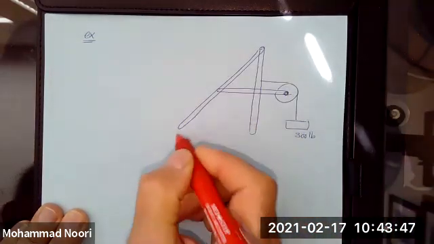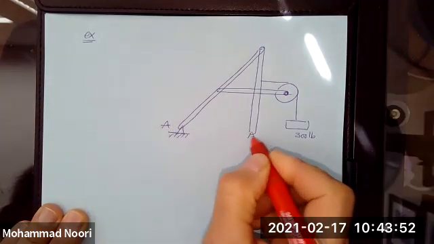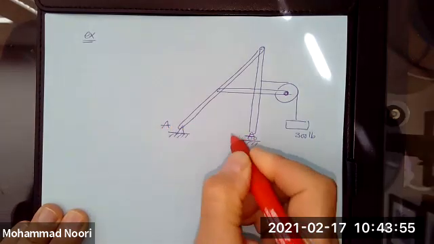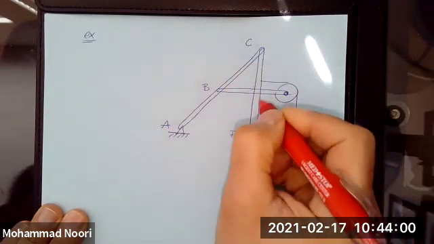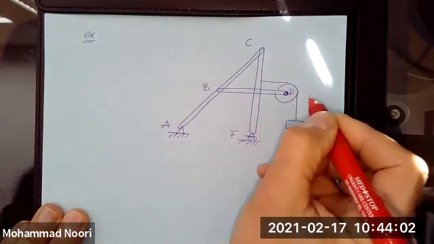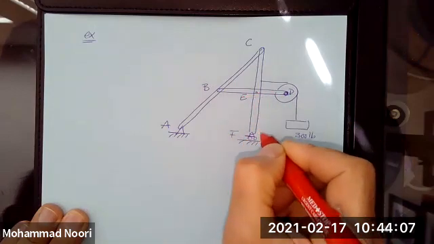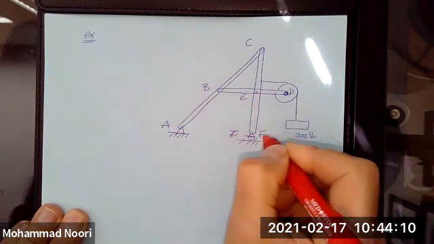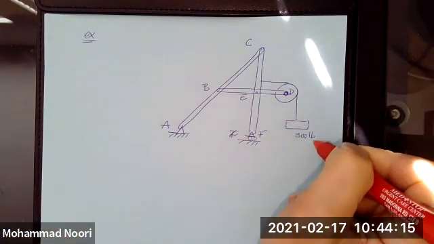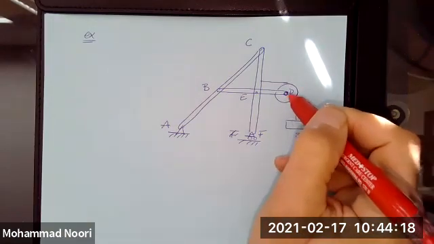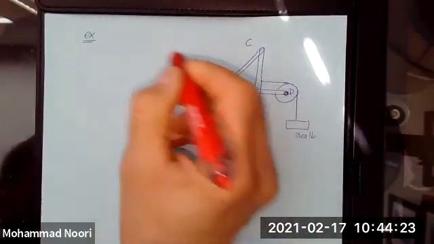So you have a structure that is pinned here at this support A, and there's a roller support at point F. Let me label everything: A, B, C, this point D, this point E, and F. Okay, I have already labeled that. So this frame is designed to carry a 300-pound load through this pulley that is attached to the tip of this member. And let me also give you all the dimensions that you need.